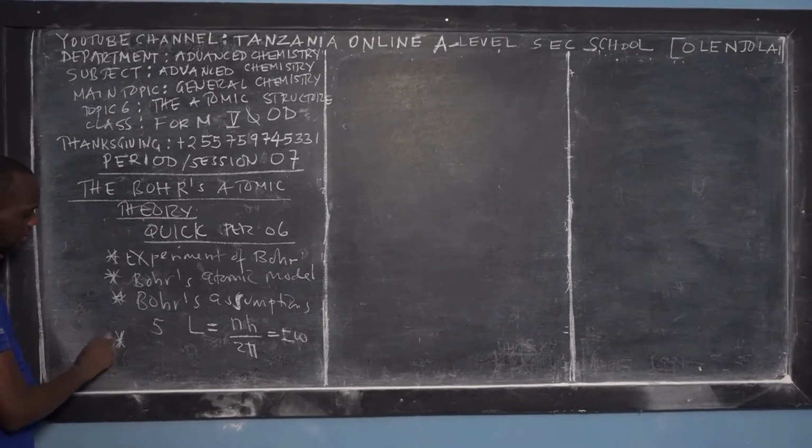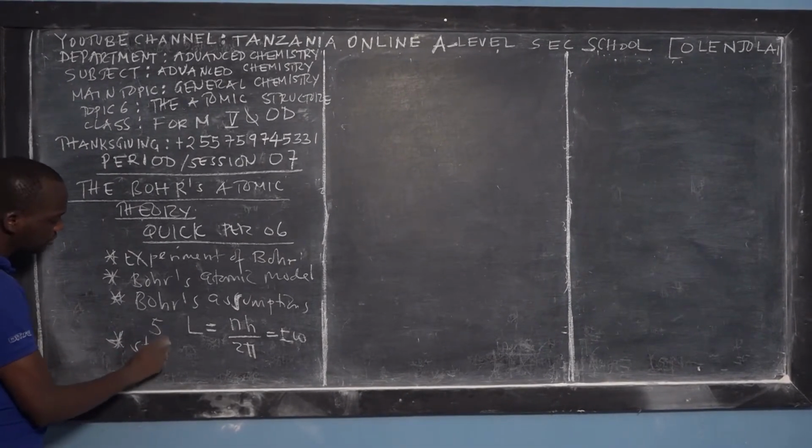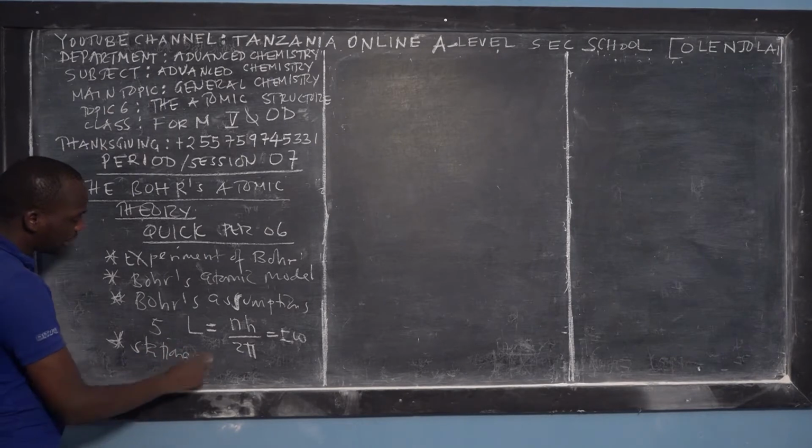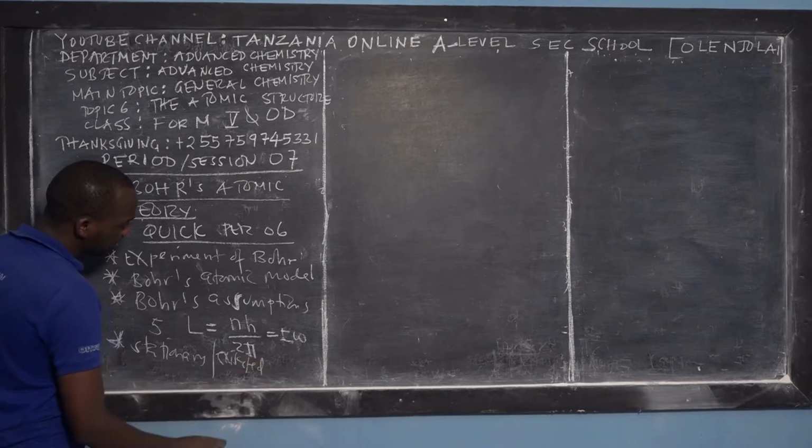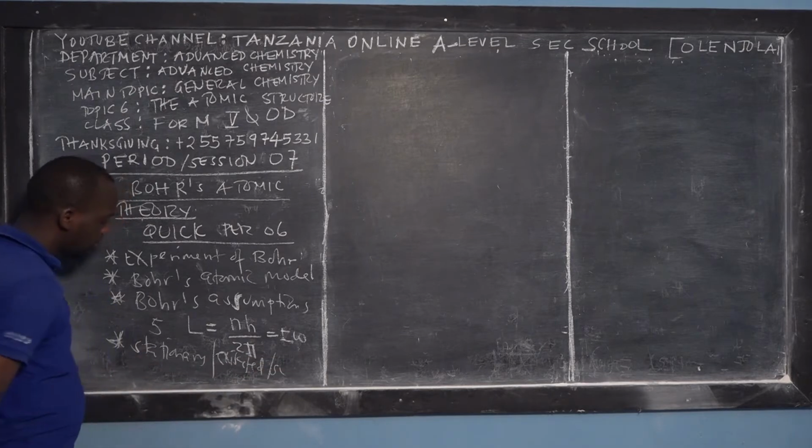Then we defined stationary state, excited state, and ground state. That's what we defined.